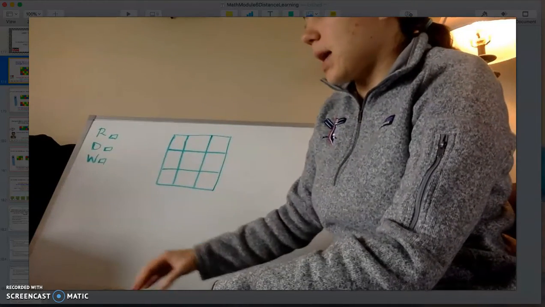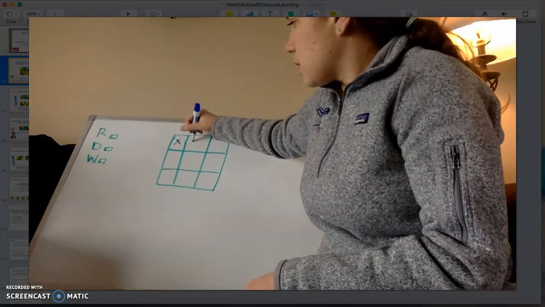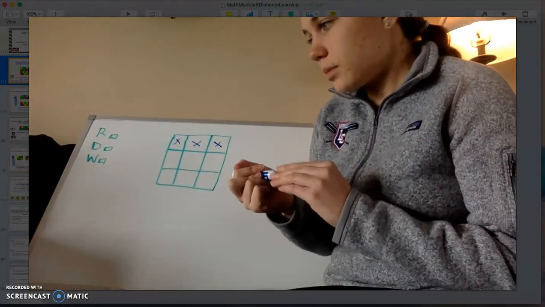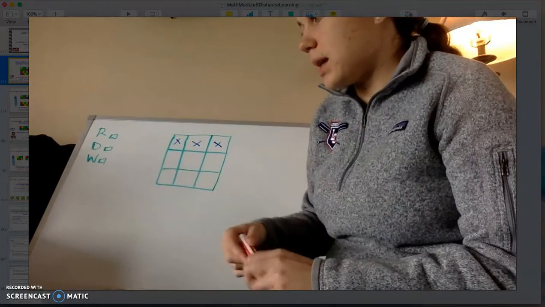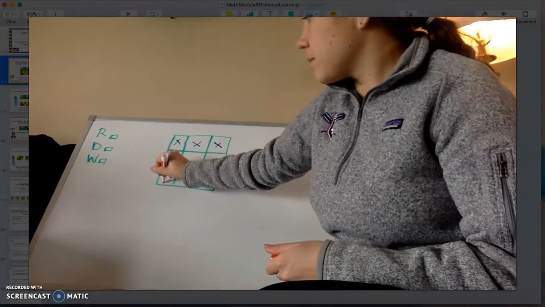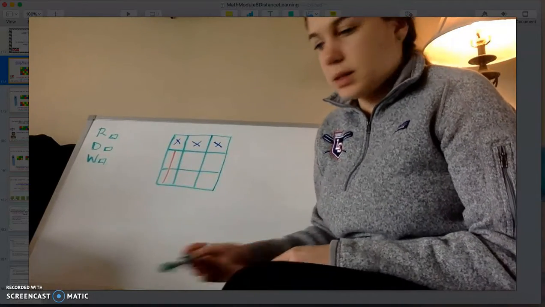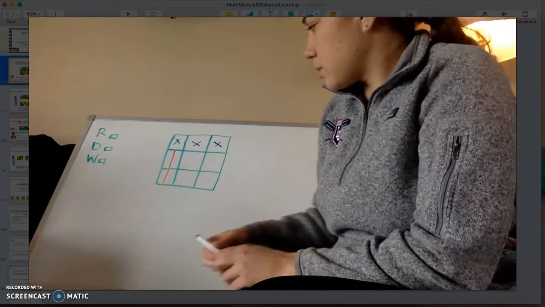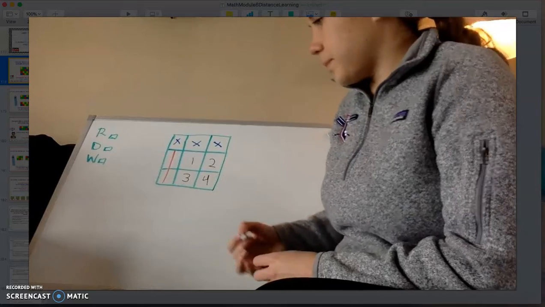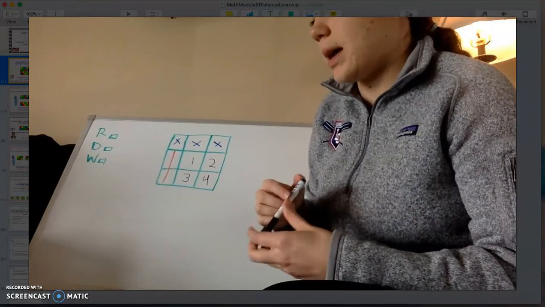Now I need to put X's on the bars that the brother ate. So he ate 1 row. Remember, rows go across. So the brother ate those. Those are no longer there. Now the mom comes and there's only these ones left, and she eats 1 column of treats. How many bars are left? Let's count. 1, 2, 3, 4. Because the brother came and ate all of those, and the mom was left with those 2, and she ate that column.